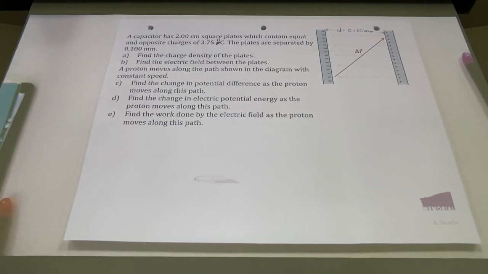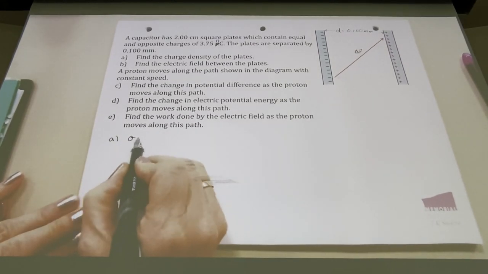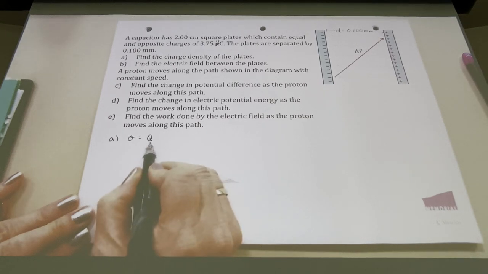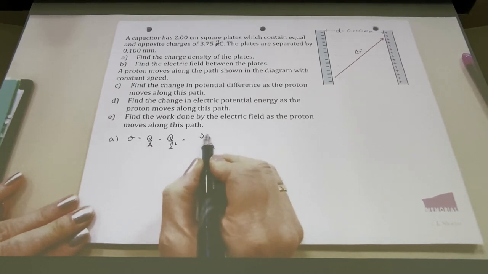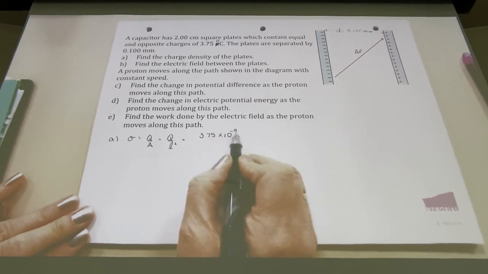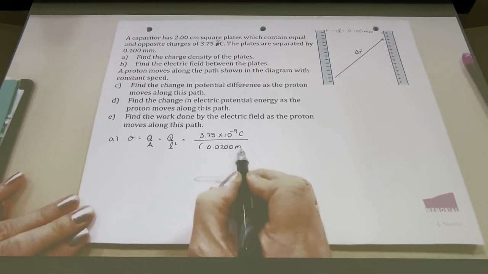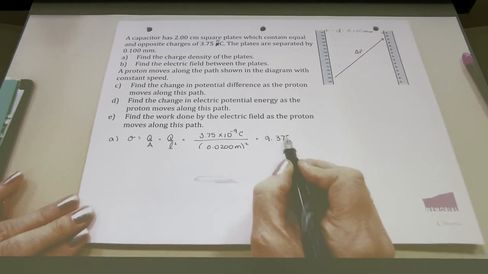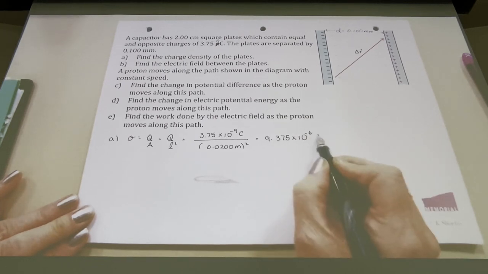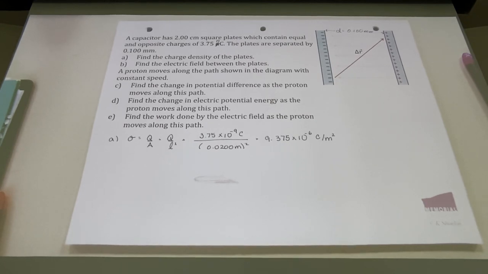Parts A and B is just some stuff about the capacitor itself. Find the charge density and the electric field. So let's do A and B first. Charge density is the total charge divided by the area of each plate, so Q over L squared. 3.75 times 10 to the minus 9 coulombs divided by 0.02 meters squared gives us a charge density of 9.375 times 10 to the minus 6 coulombs per meter squared. So there's our charge density on each plate.